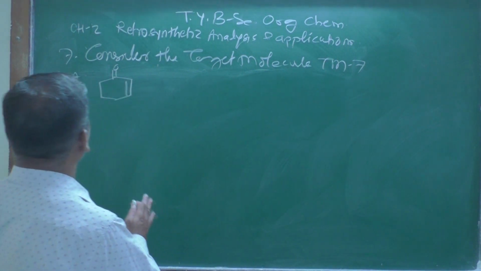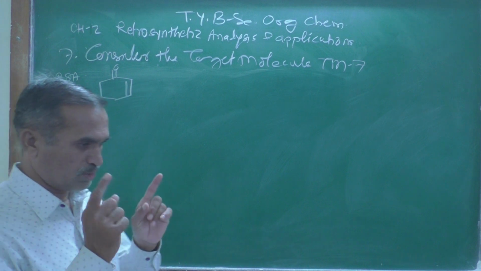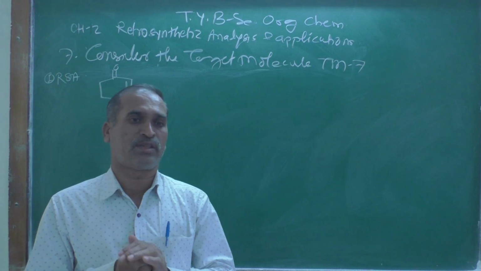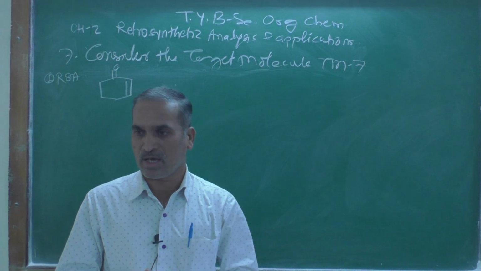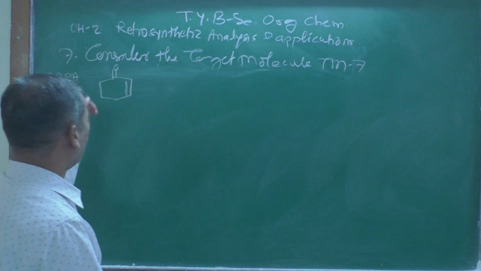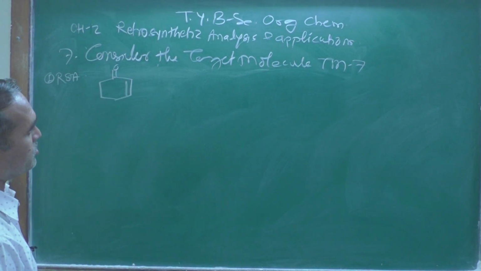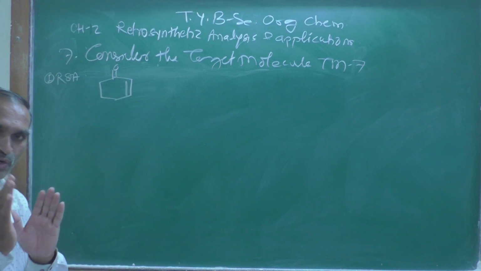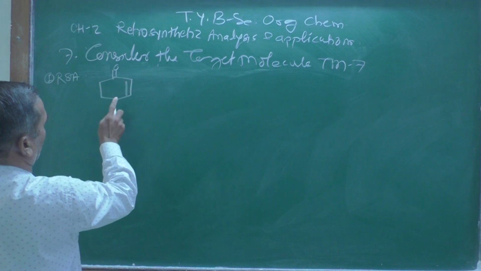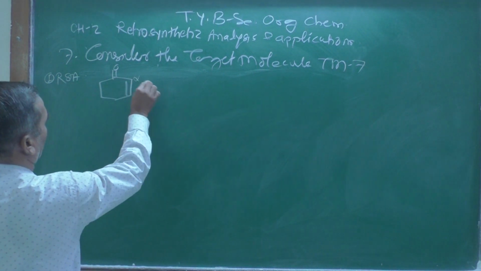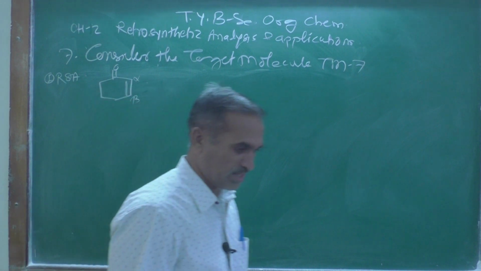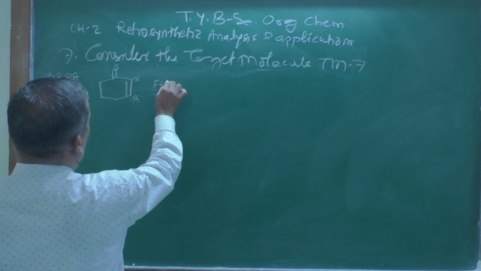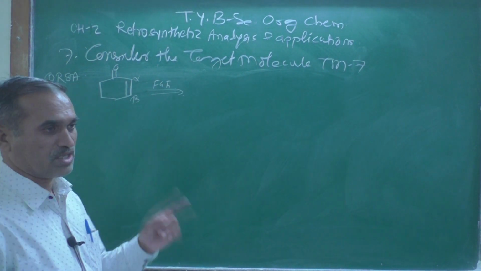Now here, what is the first thing to find out? You identify the functional group present in the target molecule. Look at this target molecule. Observe this target molecule carefully. What do you see over here? This is the carbonyl group, that is an alpha beta unsaturated compound present, right? And now you can show the disconnection arrow, or you can write FGI over the disconnection arrow.